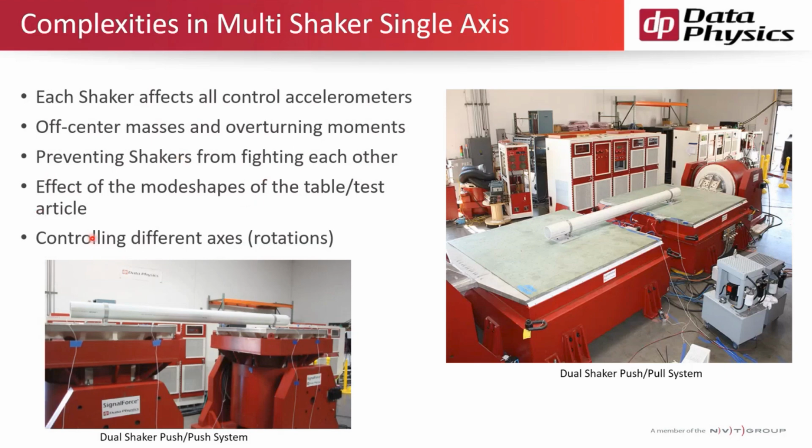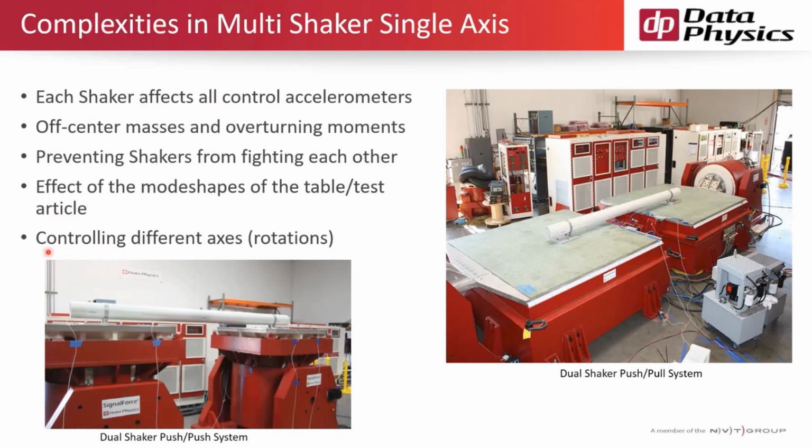What about the mode shapes of your table and test article? Once my test article goes into resonance, it's going to try and force my control accels to vibrate out of phase and with different amplitudes. So how do you adapt for that? How does the controller adapt for that?